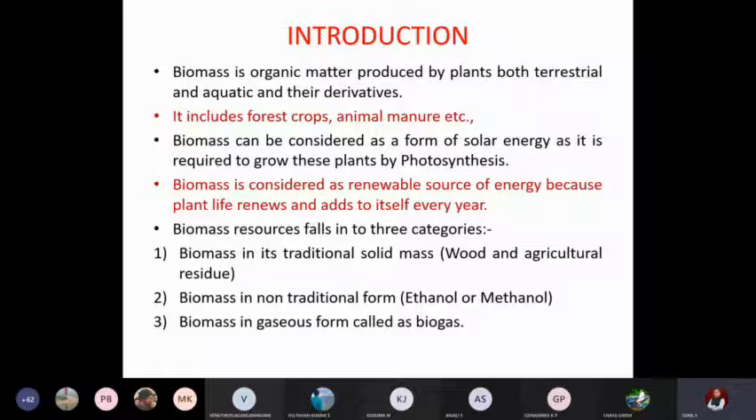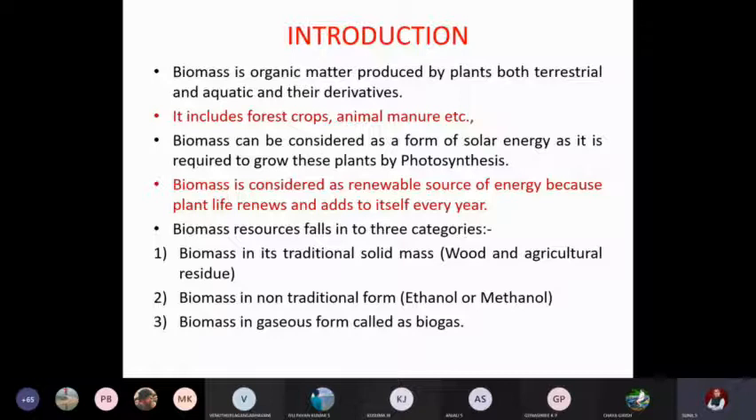Biomass in non-traditional form is fermented in closed containers to produce ethanol or methanol, which are alcohols. Or biomass in gaseous form: there will be certain reactors in which this biomass is added with certain additives and fermented for 15 to 21 days, and a sort of gas will be produced that can be used for combustion. That is, it can be used for cooking, water heating, and various purposes.